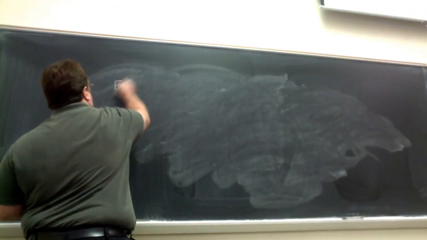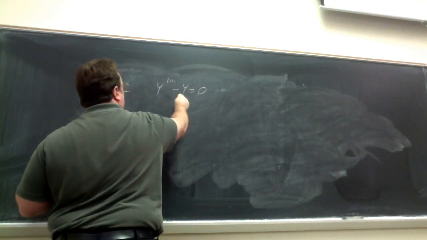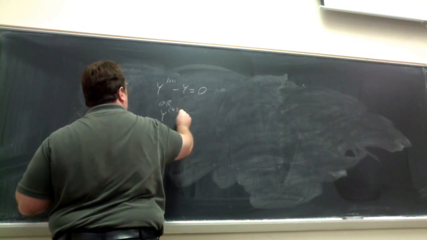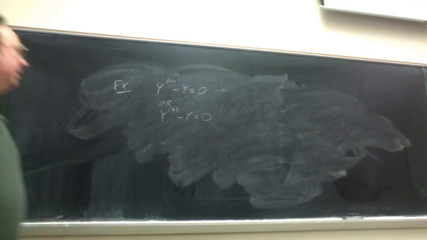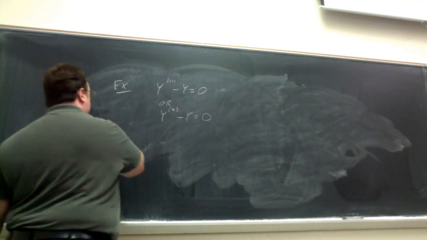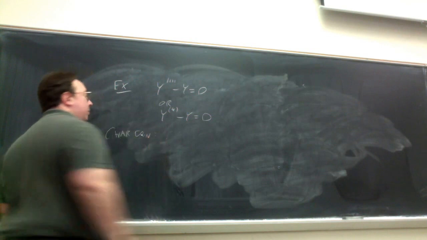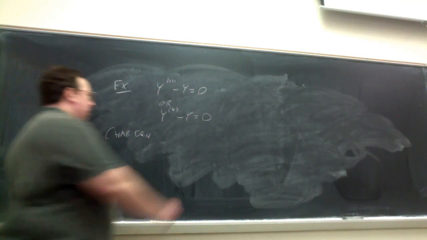Let's look at another. Fourth derivative, minus y equals 0. It might be better to write it this way, with parentheses to indicate the fourth derivative. So what's the characteristic equation this time? r to the fourth minus one.